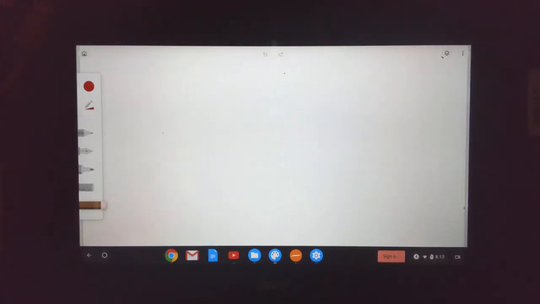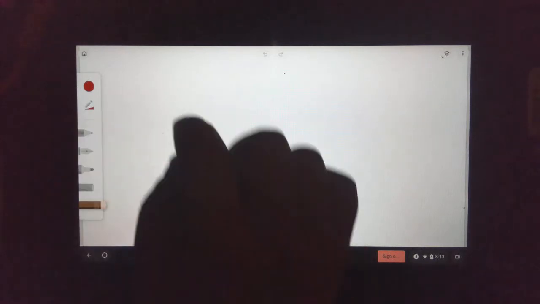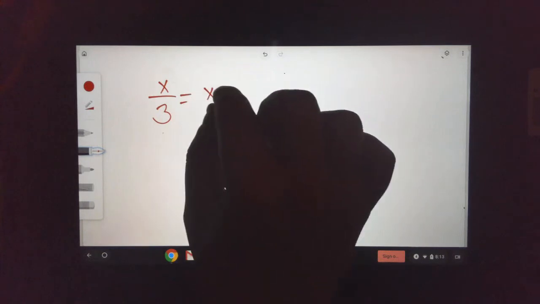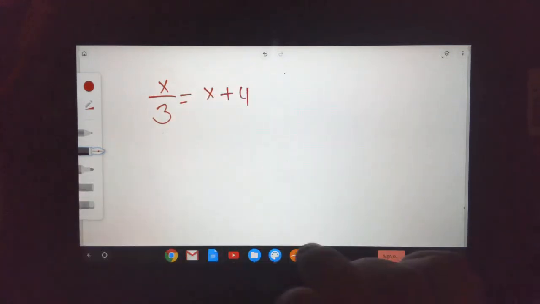Alright, today we're going to be talking about equations with variables on both sides, and these variables have either fractions or decimals as their coefficients. So let's start with an easy example. What about if I would have x over 3 equals x plus 4?